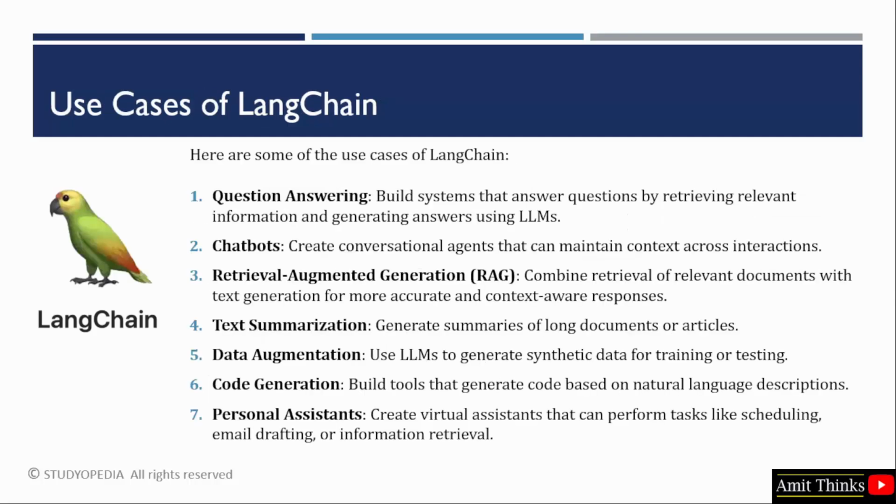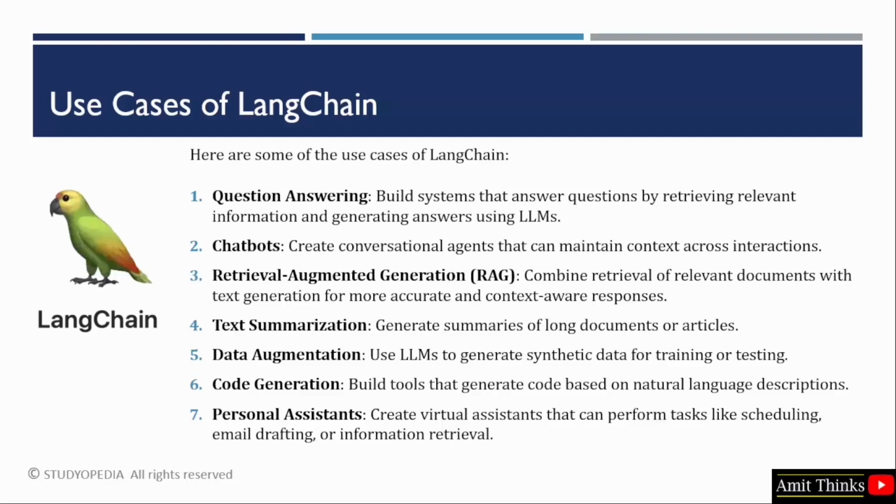Let us now see the use cases of LangChain. If you want to build a system for question answering, you can easily achieve this with LangChain. This will retrieve relevant information and generate answers. Easily create conversational agents that maintain context across interactions like a chatbot. Implement RAG also with LangChain so that you can get text which is more accurate and based on your own documents. You can also summarize text, easily summarize long documents or articles with LangChain.